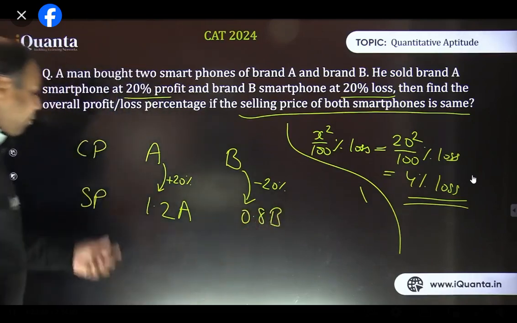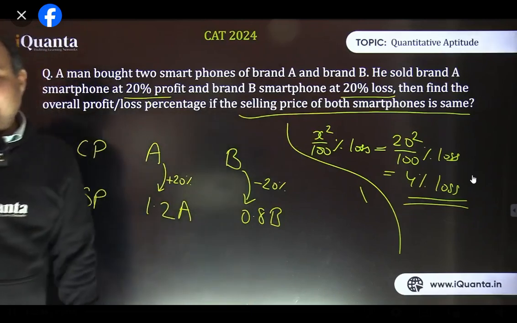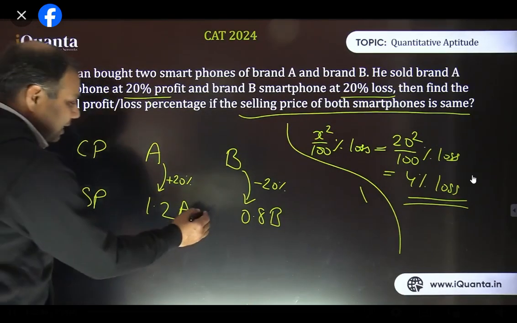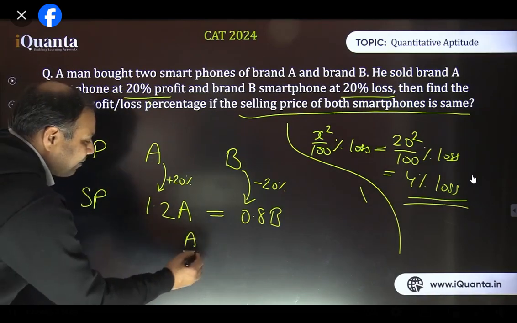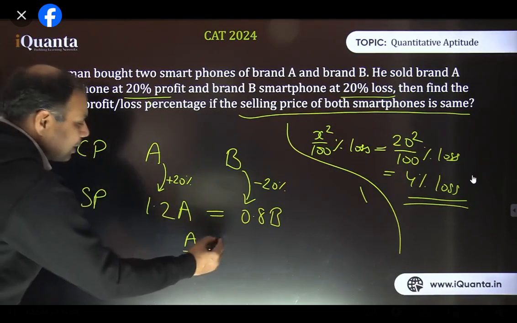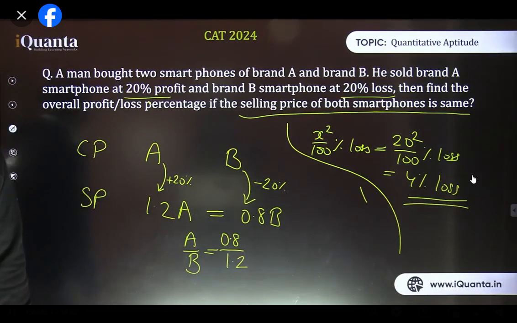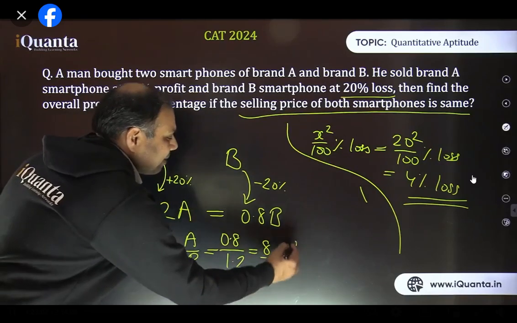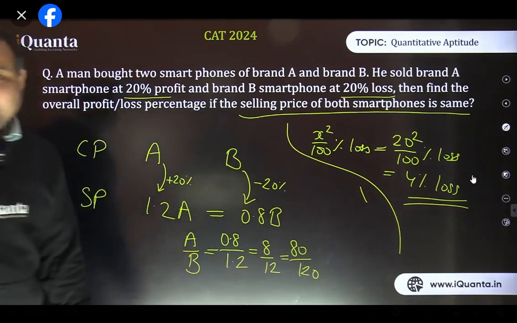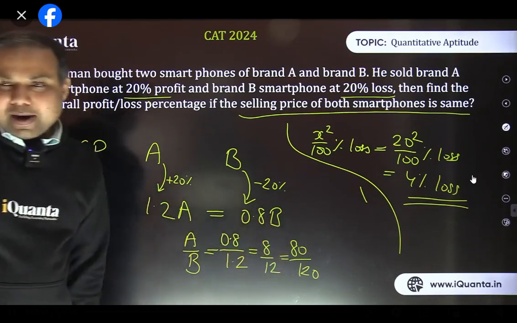And what is given about these two selling prices? It is given that both smartphones' selling price is same, right? So basically these two are equal. As we were doing in the previous question, we can do similar thing. Can we write A by B will be 0.8 upon 1.2? Yes, the selling prices are same. So it can be written as 8 by 12 or maybe 80 by 120. That looks easier values, right? You can take any ratios, any values. I'm writing right now 80 and 120.